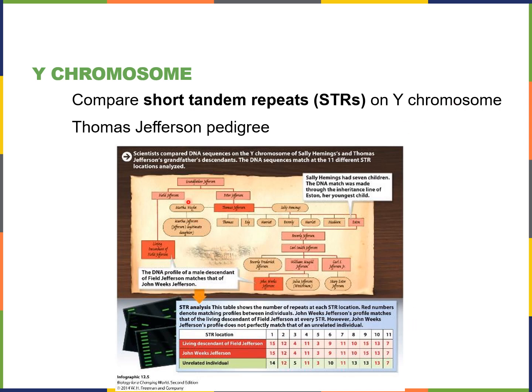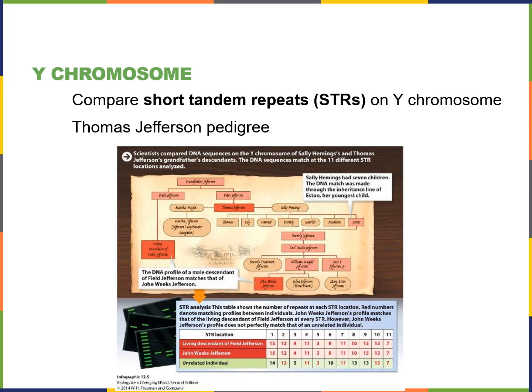So an interesting story about this is the Thomas Jefferson pedigree. You can see Sally Hemings had 7 children, and the DNA matched through the inheritance line of her youngest child. They did that, and they matched, and this is a slave, by the way. One of his slaves had 7 children, and it was always hypothesized that maybe Thomas Jefferson fathered them, or at least some of them. And so they did an STR analysis of the Y chromosome, and the DNA profile of a male descendant of Jefferson matched that of the kids from this slave, like descended down.